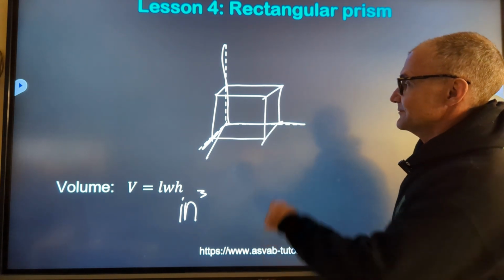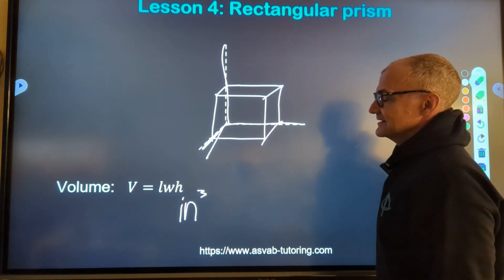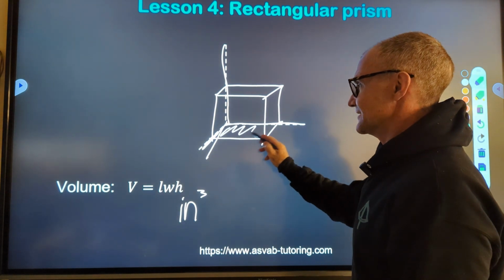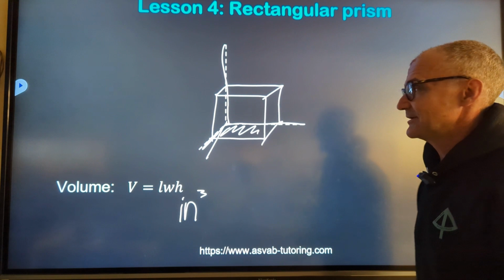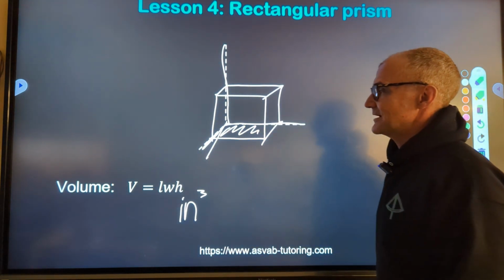Right? So perimeter is the length around the bottom of it. Area is the area of the bottom of it. Volume is how much liquid would fill that box up, how much could actually go inside that box.